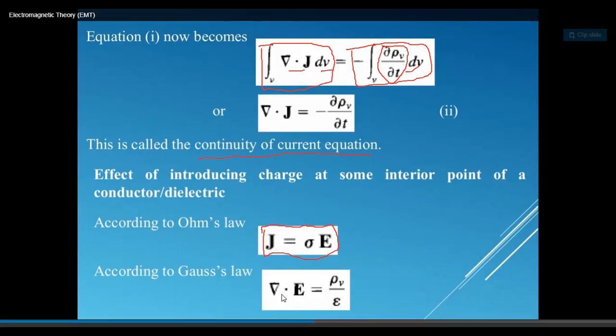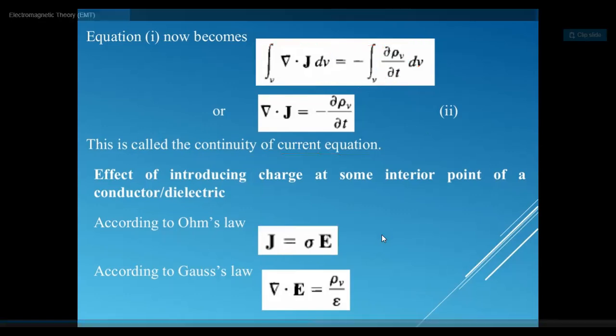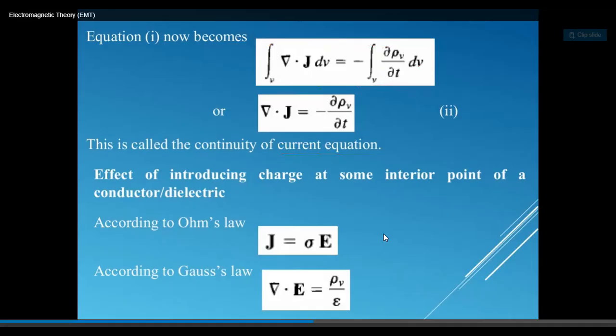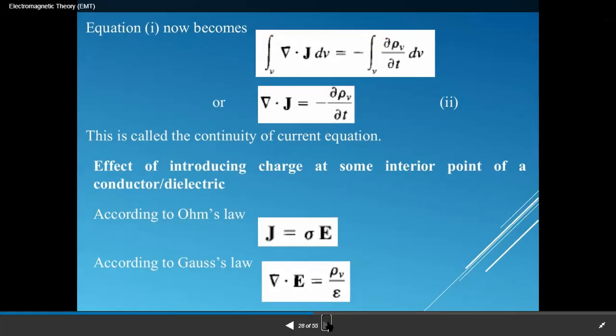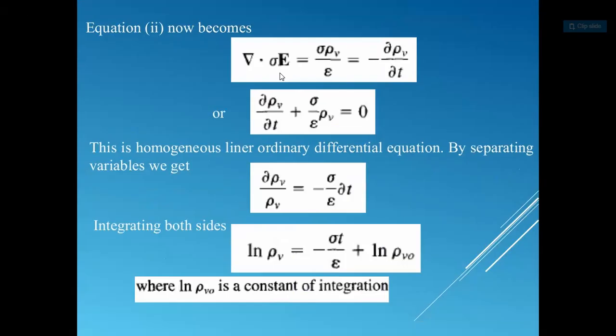And according to Gauss law, del dot E is equal to rho v upon epsilon. Now you see very carefully. J is equal to sigma times E. Del dot E is equal to rho v upon epsilon. Now what we are actually doing is that instead of J, J is sigma times E, so in del dot J, in place of J I can write sigma E.